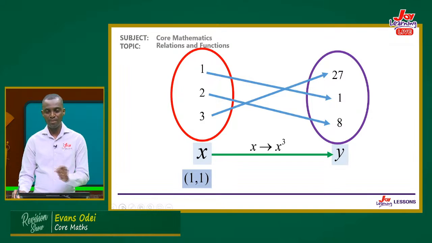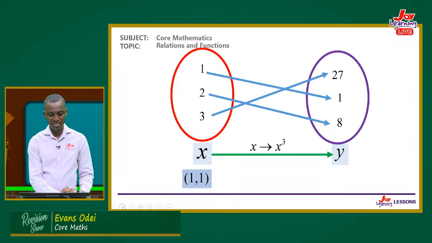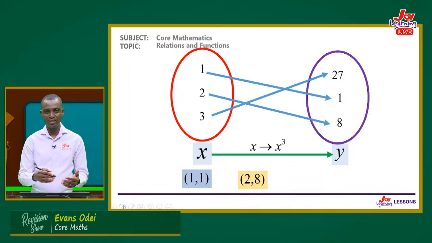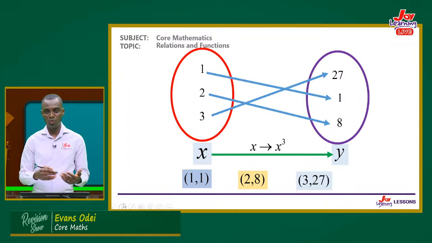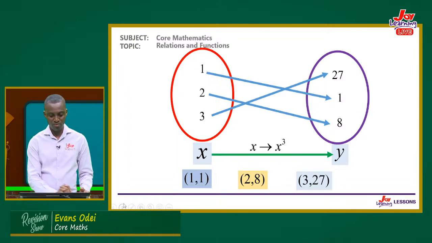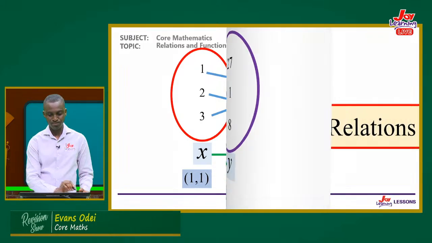We saw that 1 maps to 1, 2 maps to 8, and 3 maps to 27. So I can say 1 to 1 and make it (1, 1). Then 2 relates to 8, and so it can be 2 comma 8 as an ordered pair. Then 3 also relates to 27. That also makes it an ordered pair.